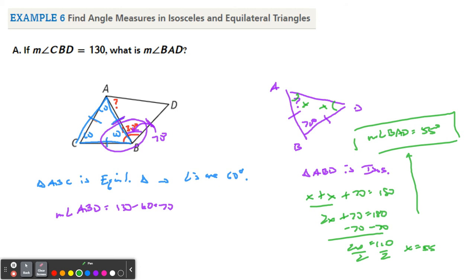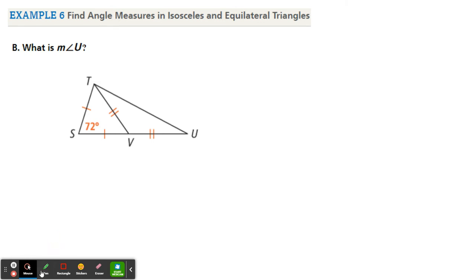Okay, and then let's do one more together and we'll be done. All right, so now it says, what is the measure of angle U? All right, so if we look here, angle U is right here. We want this angle measure, okay? So notice we have two triangles, all right? The first one here, STV. Now triangle STV is isosceles, right? I'm going to draw it right here. So this is my first step.